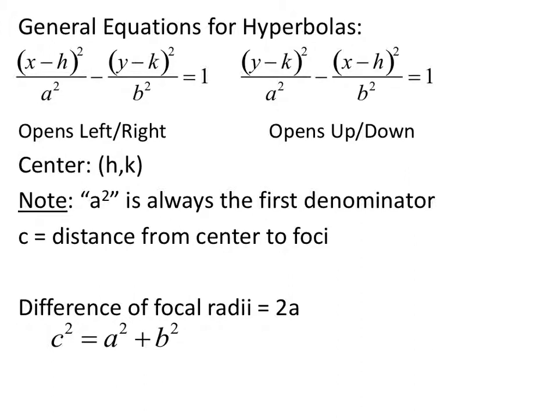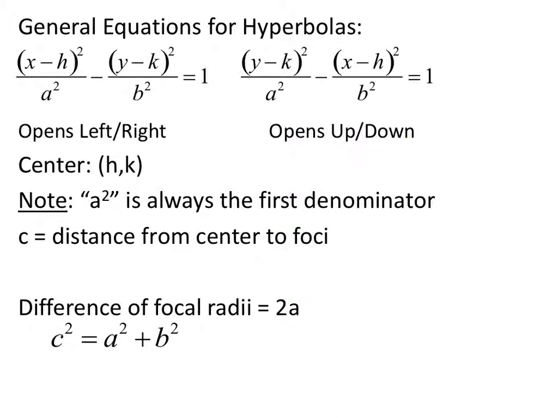Another difference is we call a squared always the first denominator. So unlike an ellipse where a squared and b squared can switch, on a hyperbola, y and x can switch. So if x comes first, then it opens left and right. If y comes first, then it opens up and down.